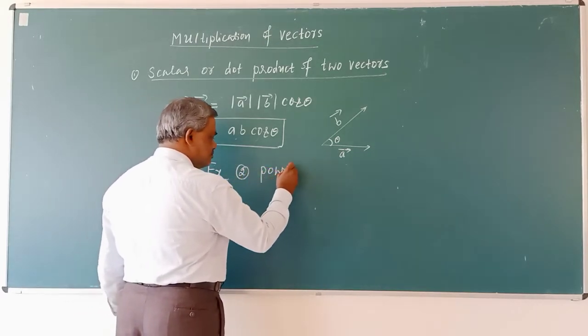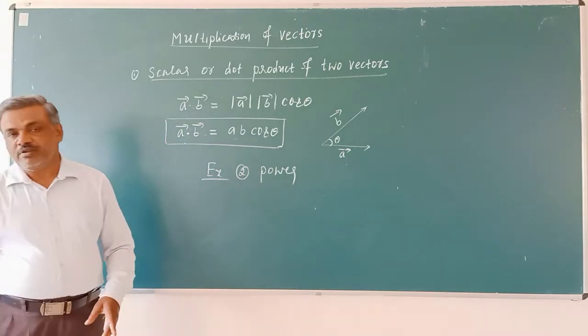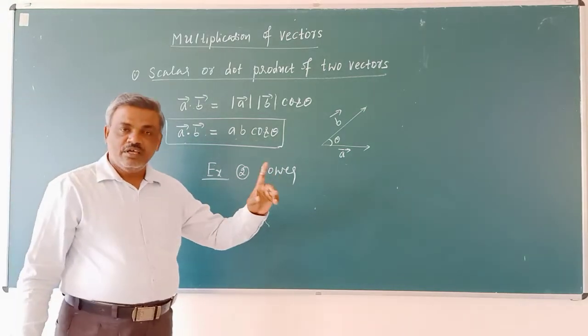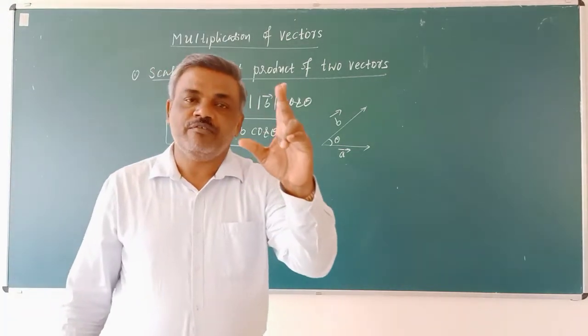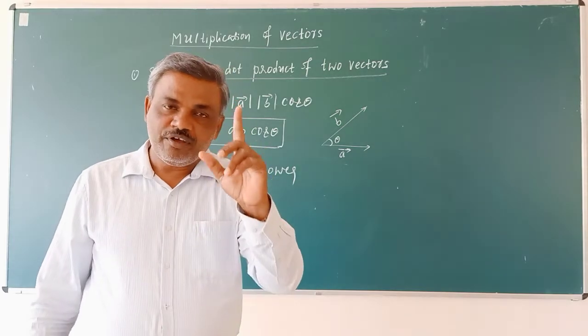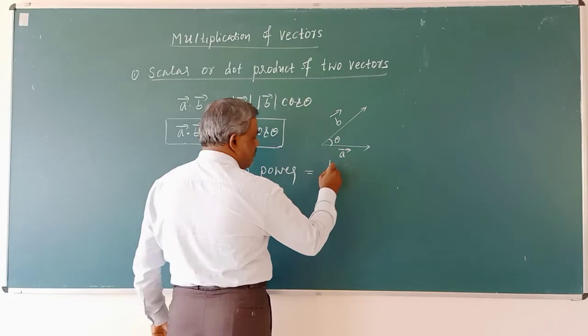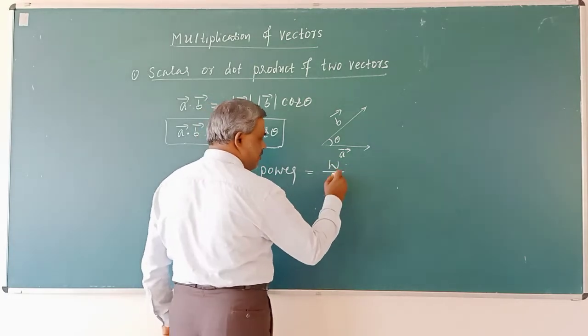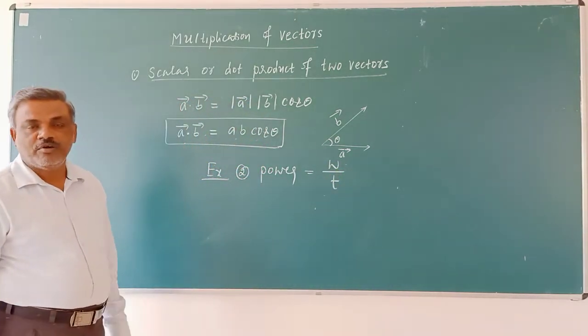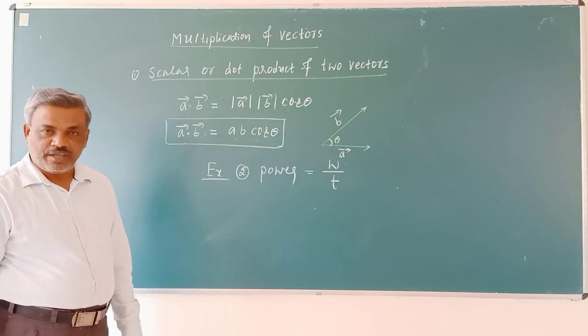Power. Second example, power. Power means the rate of doing work. The rate of doing work is called power. So power equals work done by time taken.